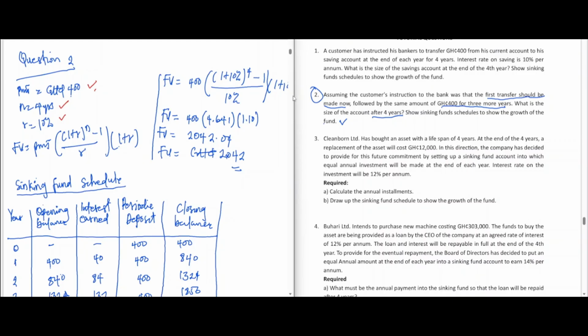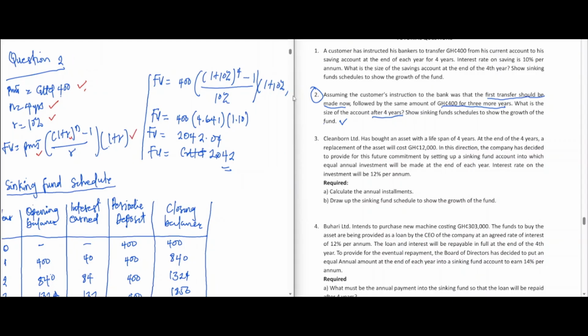So we know that our future value annuity formula is our PMT, which is the periodic deposit or yearly deposit, bracket open, 1 plus R, which is the interest, bracket close, to the power n minus 1, all over R, bracket close, times 1 plus R, right? So this is when the deposit is done at the beginning of the year.